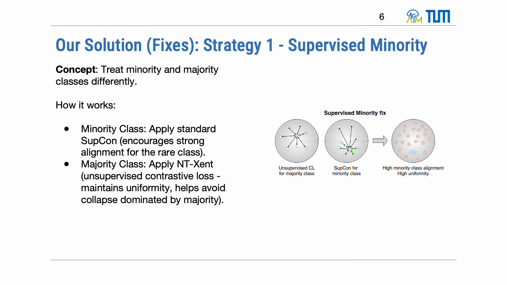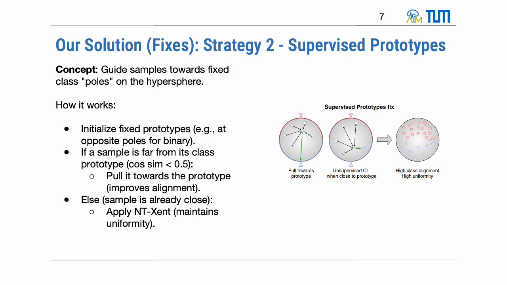So our first fix is very simple but highly effective. Here we say, okay, we know which samples are part of the minority and which are part of the majority. For the minority class, we're going to do SupCon, supervised contrastive learning, very typical. And for the majority class, we're going to do typical unsupervised contrastive learning, which maintains uniformity and helps avoid the collapse dominated by the majority. But the minority class still has a strong SupCon signal, which is going to encourage strong alignment and heavy clustering in the latent space.